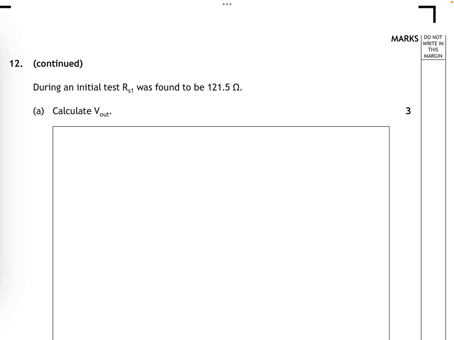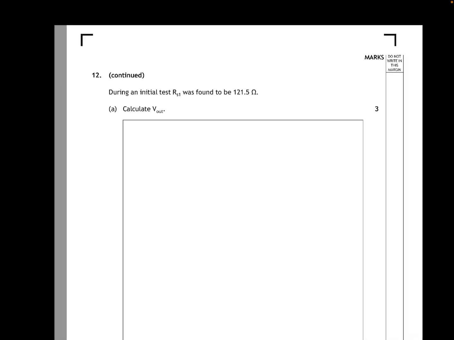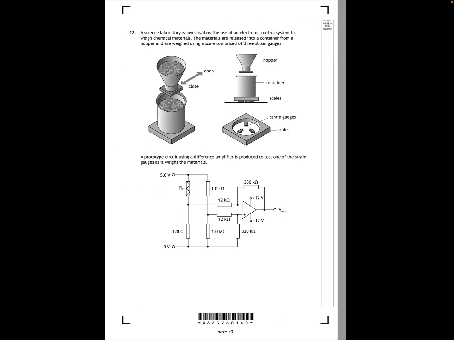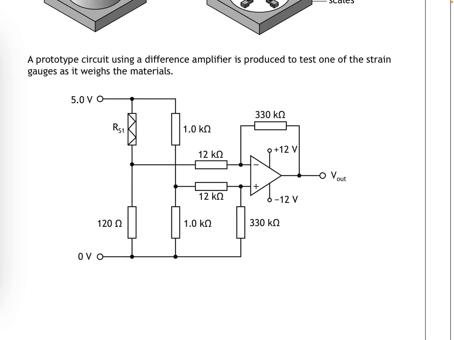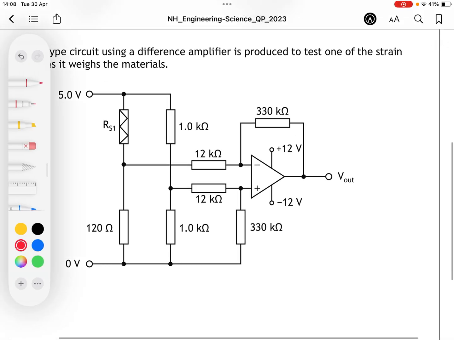The first part of the question, 12a, says that during an initial test, RS1 was found to be 121.5 ohms, and so they want us to calculate V out, and it's 3 marks. So if we go back to our difference amplifier, the first thing that I would encourage you to do, because it's already been identified as a difference amplifier, is look up the different equations we've got for this, and also to write that value here. So RS1 is 121.5 ohms.